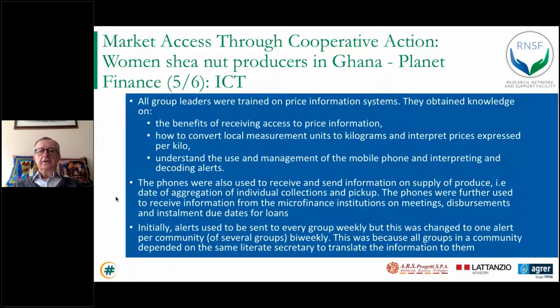Initially, alerts were sent to every group weekly, but this was changed to one alert per community or several groups bi-weekly. This was because all groups in a community depended on the same literate secretary to translate the information to them.